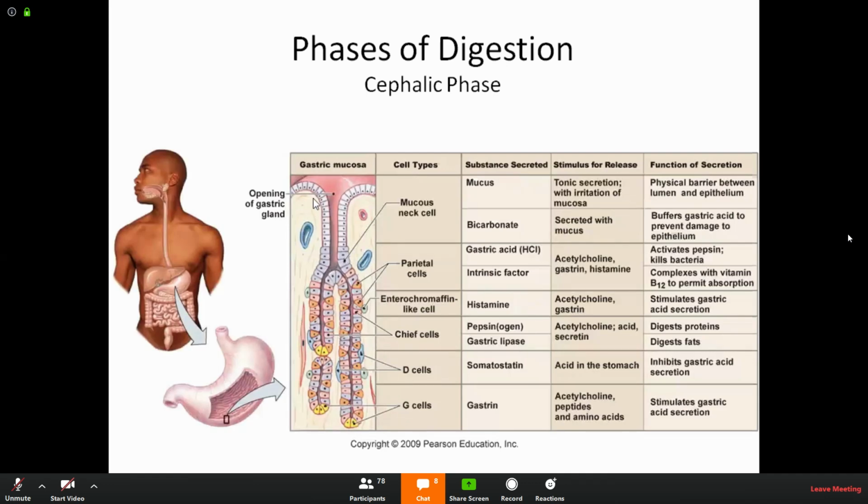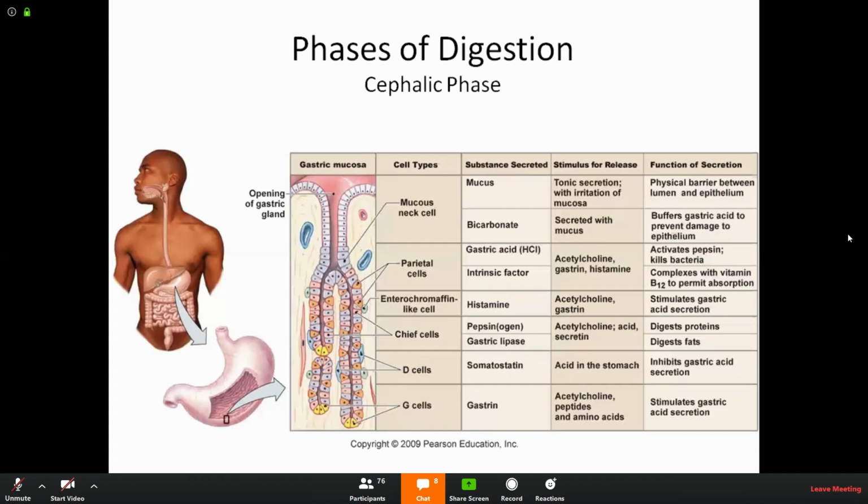So this is the gastric gland. In the gastric gland, there are mucous neck cells, these are the parietal cells, these are the enterochromaffin-like cells, these are the chief cells, this is the D cells, and this is the G cells.